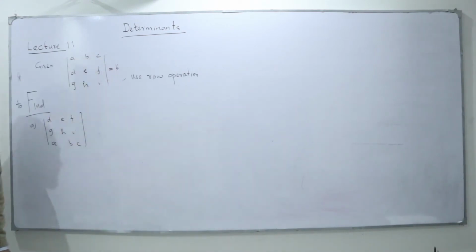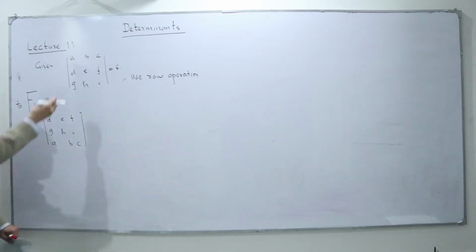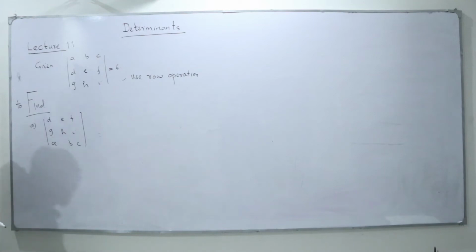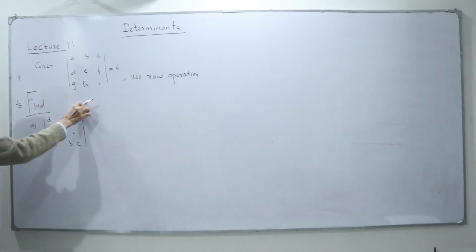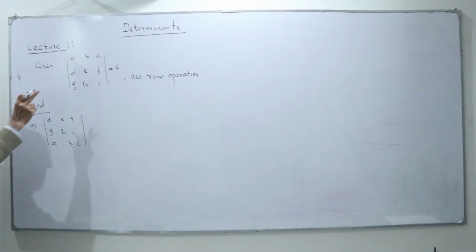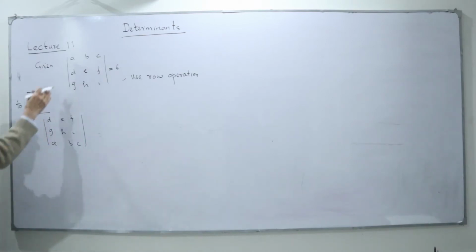There we use row operations to evaluate the given determinant. So we are given this standard determinant A, B, C, D, E, F, G, H, I equal to 6. I want to find the value of this determinant. So we need to make row operations. We can interchange two rows, we can multiply a row with a number, and we have just discussed this. So I just want to transform this one in this form.